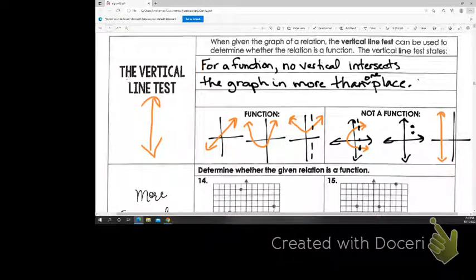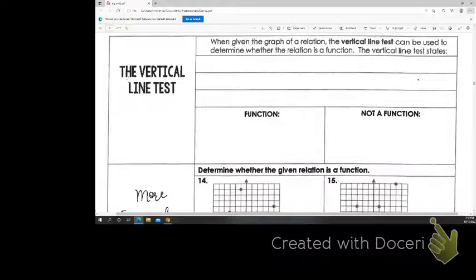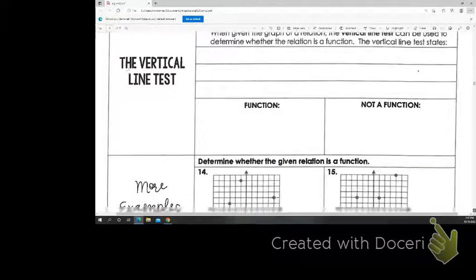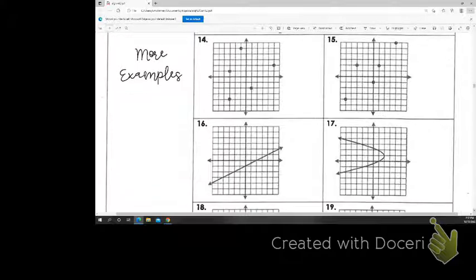So if it touches in more than one place, sometimes I use my pencil test. I hold my pencil up like a vertical line and move across the page. As I move across, I want to think, is it a function? Is it not a function? If it's not a function, I'm going to show you where. This is not a function, and it's because of these two points right here. See how they're directly above one another, so it's not a function.